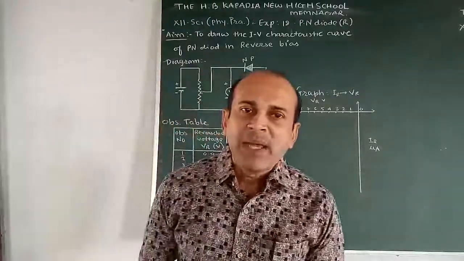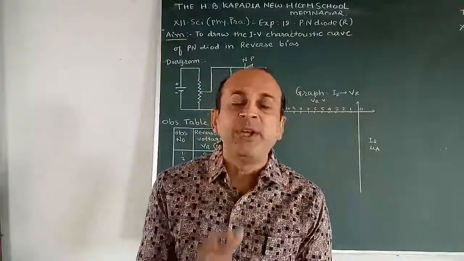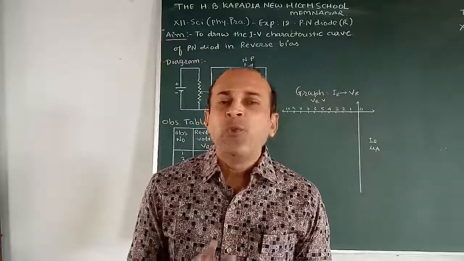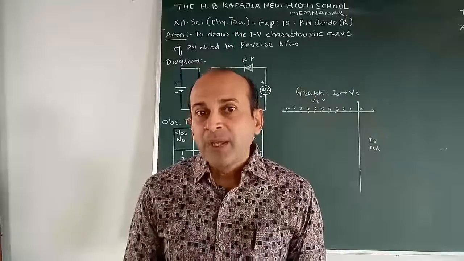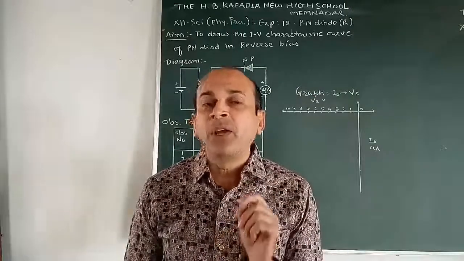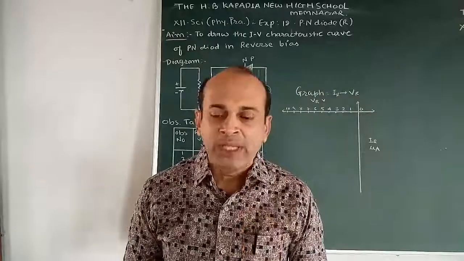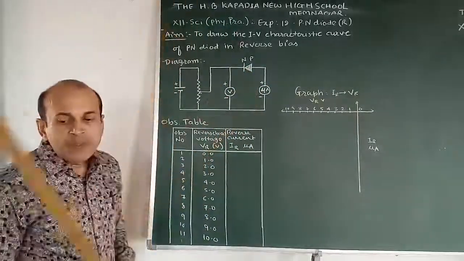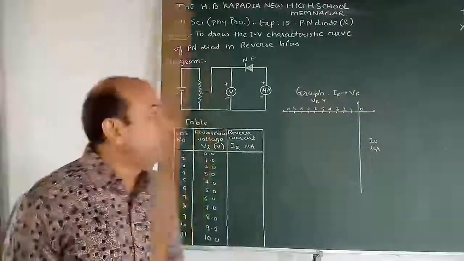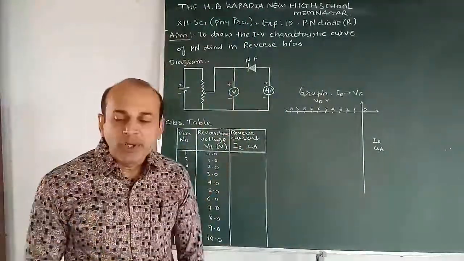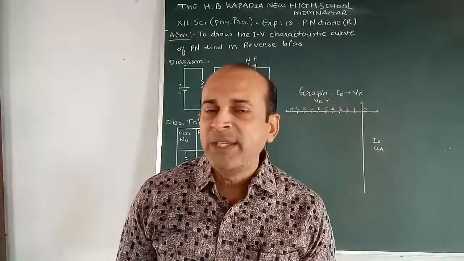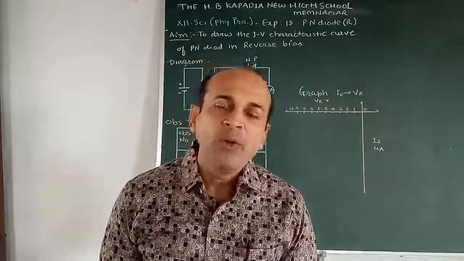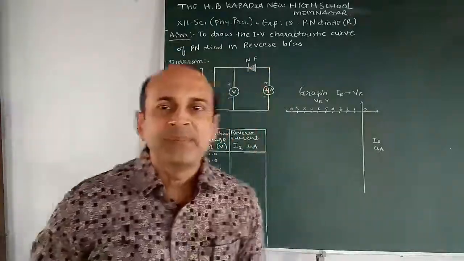In reverse bias, we have just interchanged the terminals of the diode. Generally, a diode does not allow current to flow in reverse bias. It is flowing, but the current in reverse bias is in the micro range. So here we connect the micro ampere meter, and let me study the voltage versus micro ampere current in the reverse bias direction. So let us draw the circuit diagram, connect the circuit and observe the readings.